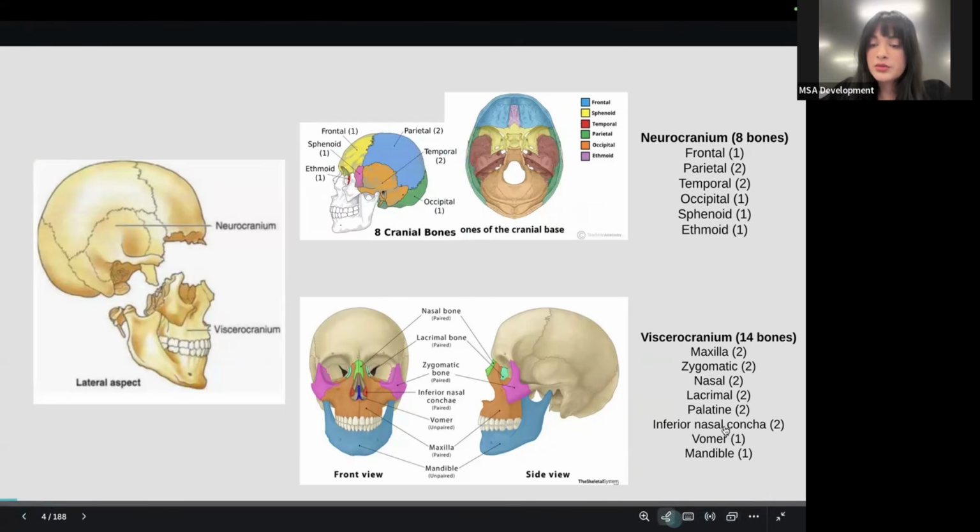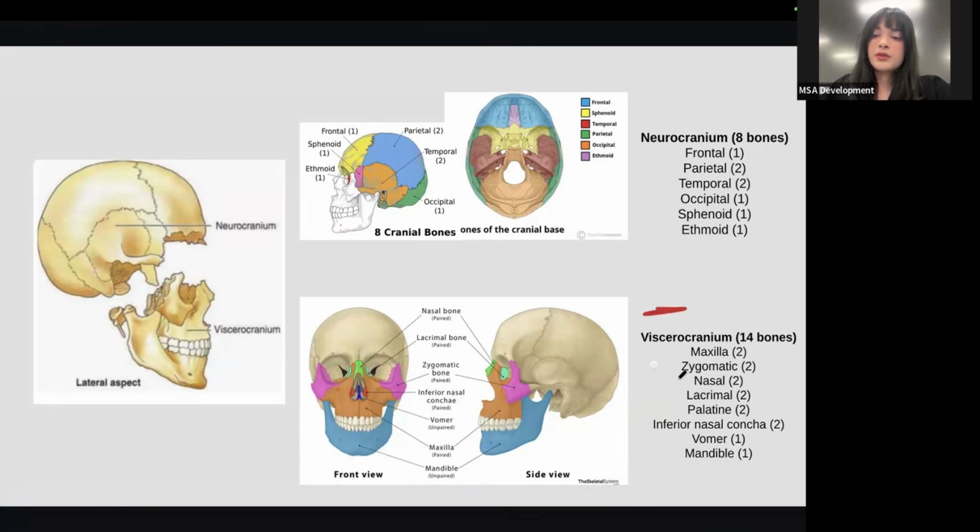So let me just open up the marker so we can draw a bit. Okay. And then we have the viscerocranium over here. We have the nasal bones, which are paired. So these green bones over here, these are the nasal bones. Then you have the lacrimal bones, which are also paired. So the turquoise ones over here. Zygomatic bones, the bright pink, both paired. Inferior nasal concha also paired.